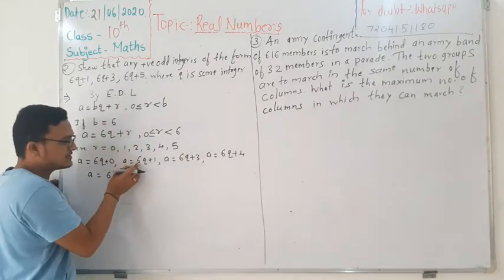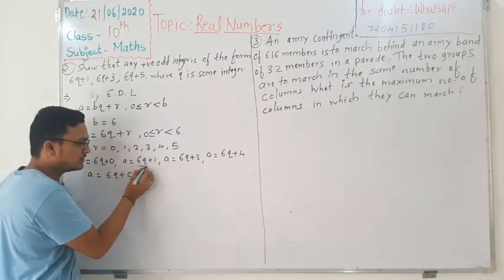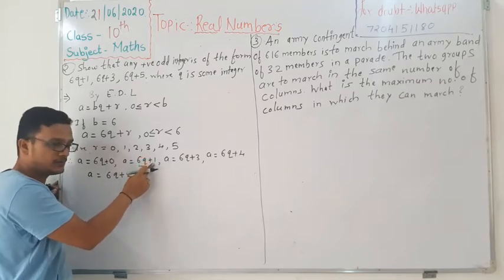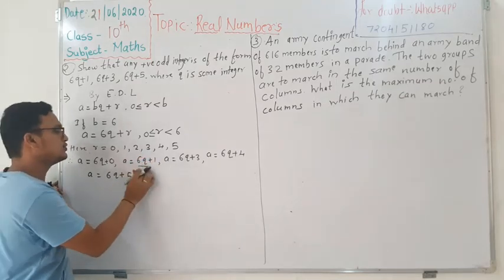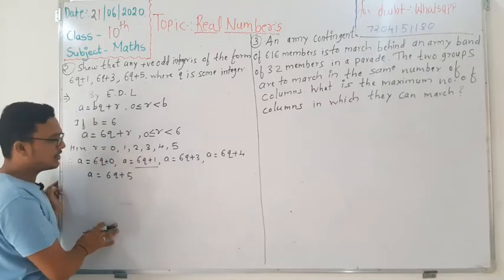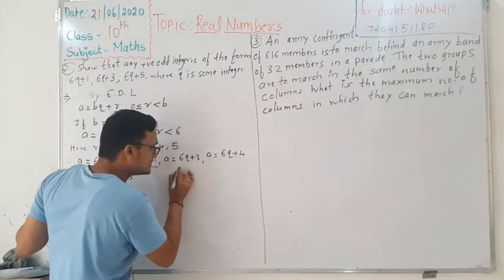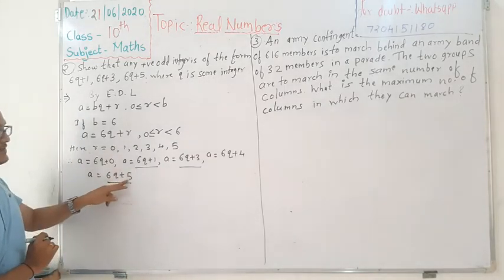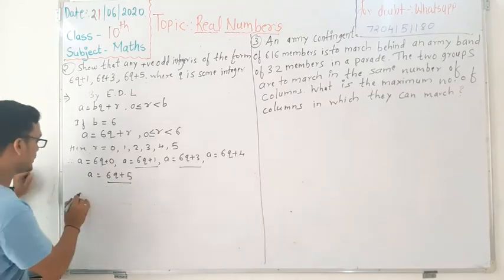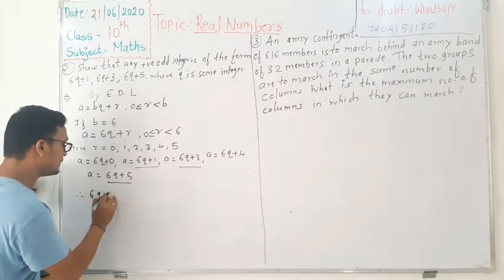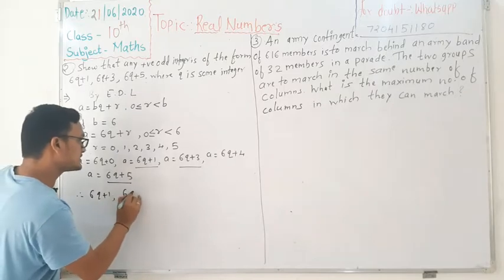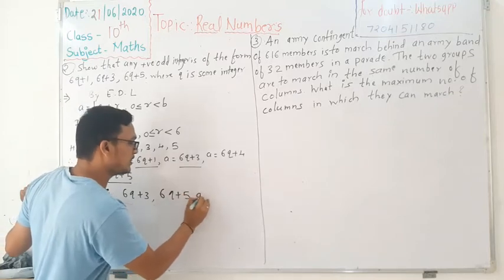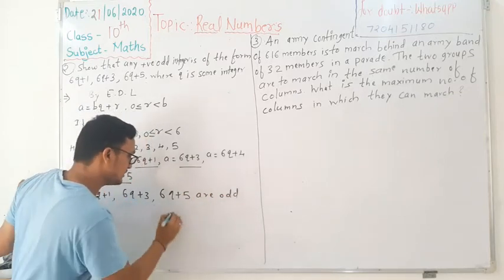Whereas in this 6q plus 1, as we know, this 6q is an even number. In the even number, if you add an odd number, it becomes what? Odd number. So here 6q plus 1 is an odd integer. Next, 6q plus 3 is again an odd integer, and 6q plus 5 is again an odd integer. So therefore 6q plus 1, 6q plus 3 and 6q plus 5 are odd integers.